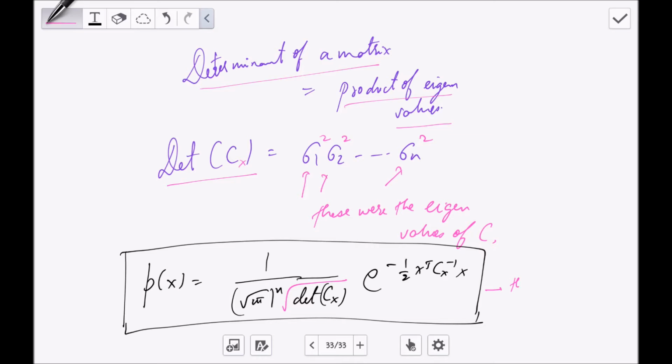This is our complete multivariate distribution. So this is our complete multivariate Gaussian.